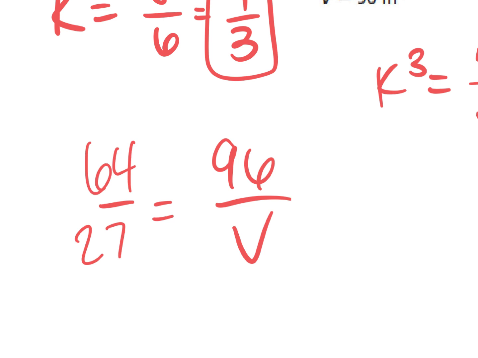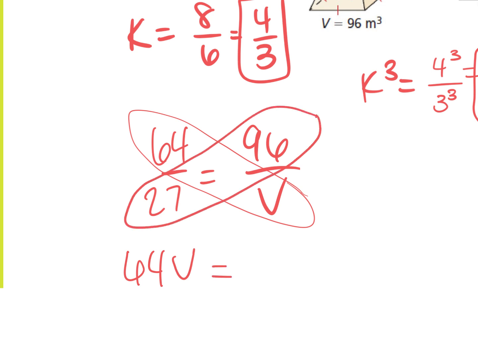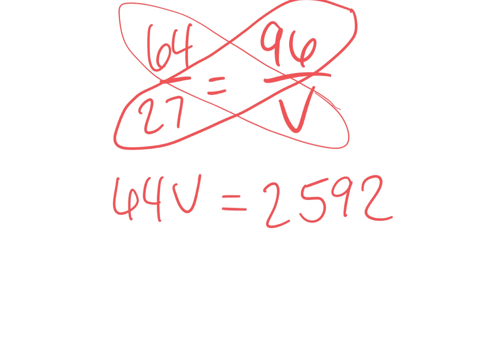Very good, Byron. So I cross multiply. What's 64 times v? 64v. Someone take out their calculator. What's 27 times 96? 2,000 what? 592. You sure? Yeah, you're right. Okay. I'm still solving for what? Volume, right? How do I solve it? Divide by 64. Did you get 40.5?